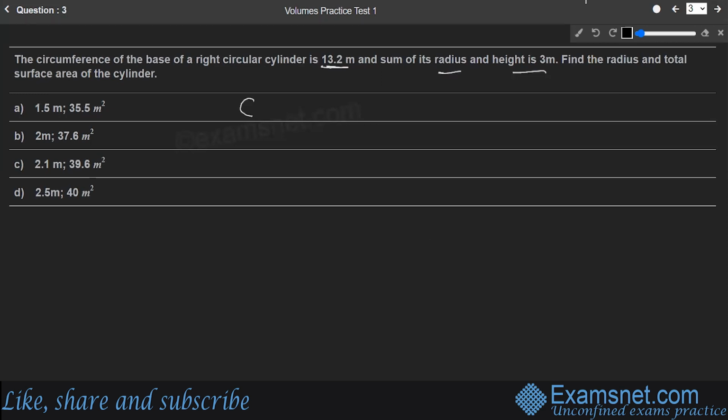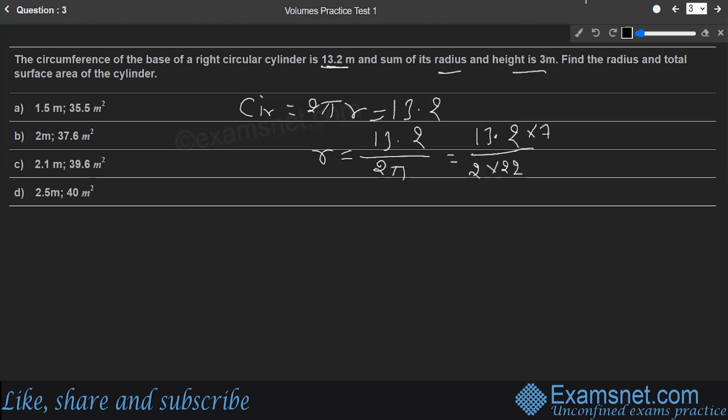Circumference of a circle is always 2 pi r. So this 2 pi r is given equal to 13.2. From here, we can calculate the radius value to be 13.2 divided by 2 pi. If we put the value of pi, it is going to be 13.2 divided by 2 into 22 by 7. So 7 goes up. If we solve this, it comes out to be 2.1 meter. So the radius of the particular cylinder is 2.1 meter.